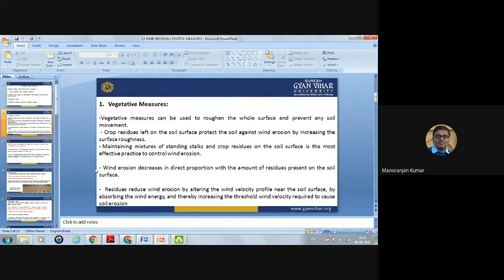First is the vegetative measures. These vegetative measures can be used to roughen the whole surface and prevent any soil movement. Crop residue left on the soil surface protects the soil against wind erosion by increasing the surface roughness. Maintaining a mixture of standing stalks and crop residue on the soil surface is the most effective practice to control the wind erosion. Wind erosion decreases in direct proportion with the amount of residue present on the soil surface.